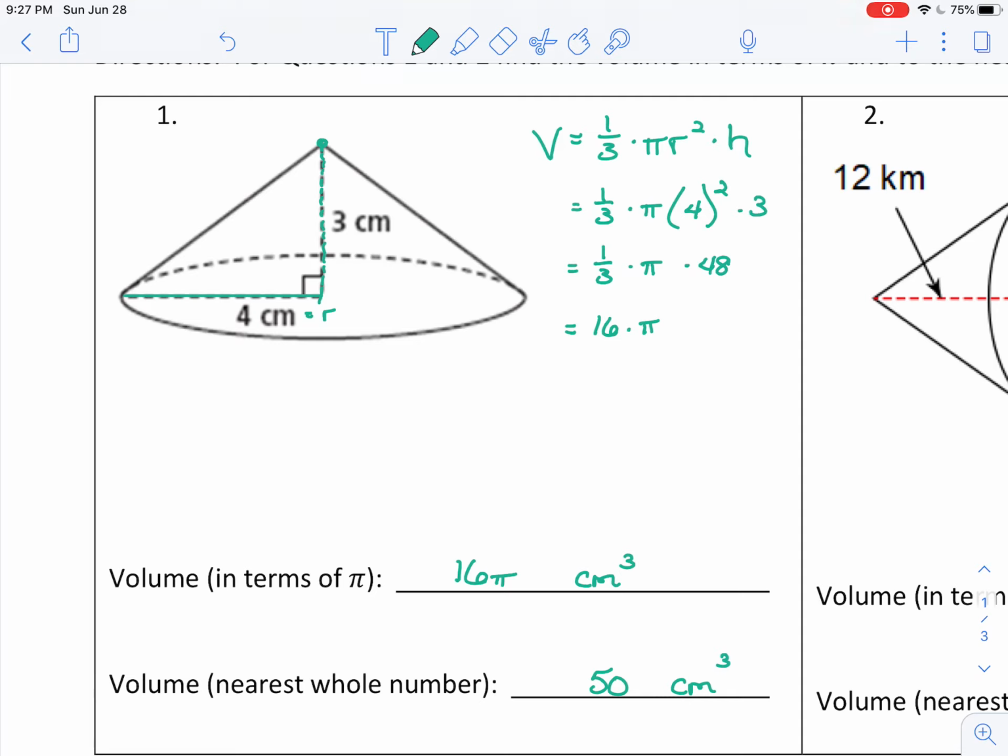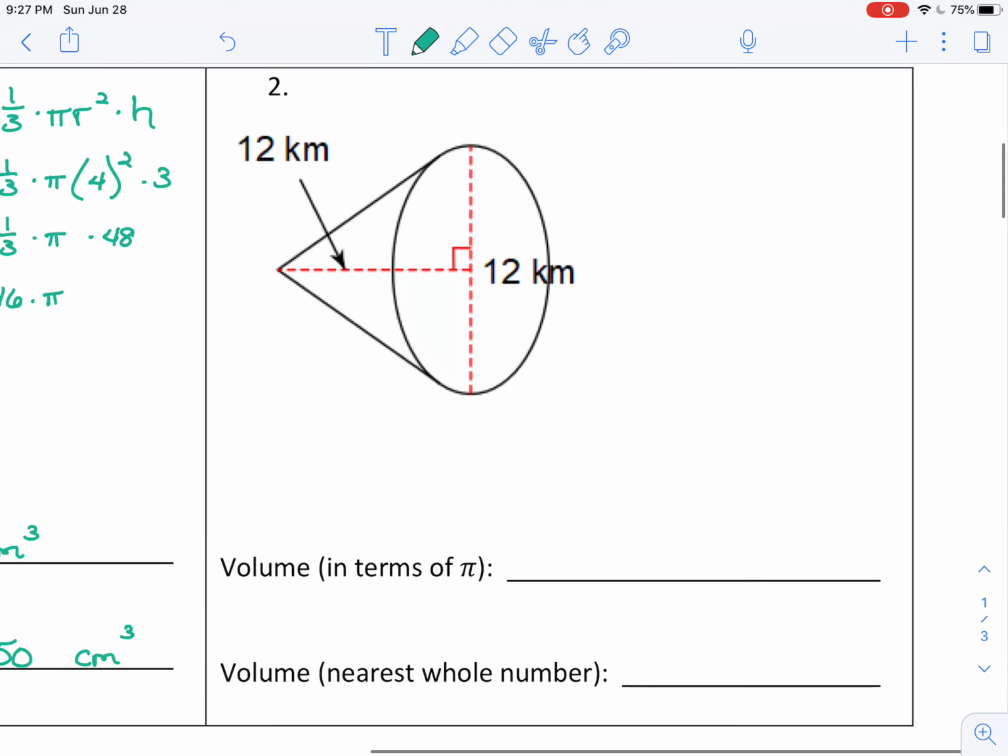So it's kind of just throwing together a bunch of things. We've already dealt with in terms of pi when we did cylinders. We already dealt with 1/3 when we did pyramids. It's now just do it all in one problem. So let's try another one. It's still a cone. It's just like a cone that fell over.